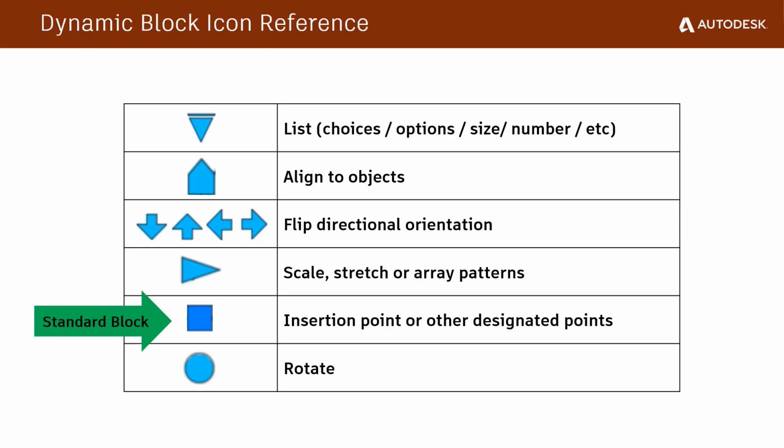points. You also have other things such as a list pull down, either to pull up various choices, options, different sizes, different pieces of text that may be displayed, different numbers, call outs, what have you. You have an alignment grip that allows you to align the object to different pieces of geometry. So taking a door and aligning it horizontally or at an angle to a particular wall edge. You have directional flip options that will flip the direction of the object. You have a scale, a stretch, and a ray option, and you have a rotate option.